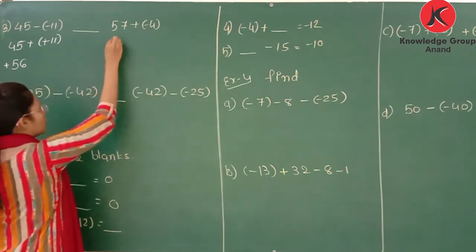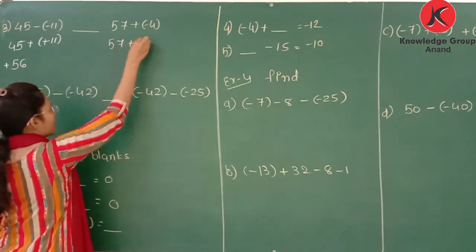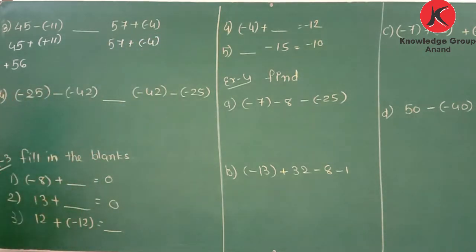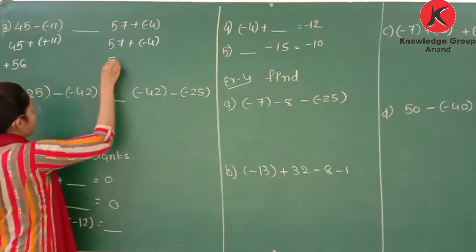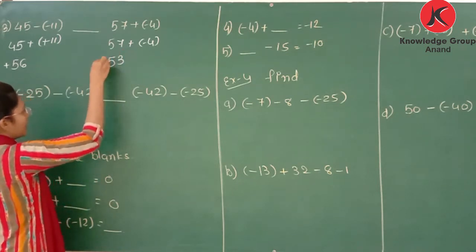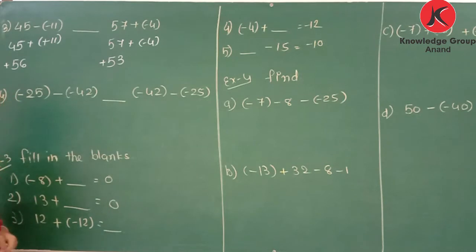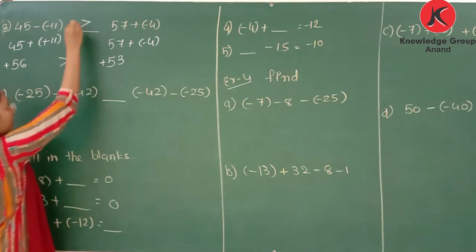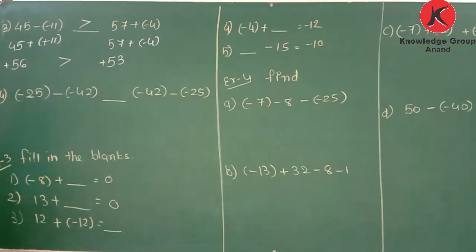Now write 57 plus minus 4. 57 is plus, minus 4 is negative. One positive, one negative, so subtraction of the numbers. So we will get 53. Sign of the bigger number, that is 57. So answer is plus 53. Now which one is greater, 56 or 53? 56 is greater, so we put the greater than sign in the blank.